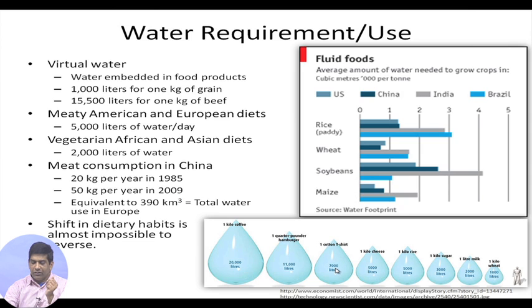A cotton T-shirt needs 7,000 liters. To make one cotton T-shirt, you spend 7,000 liters. One quarter-pound hamburger needs 11,000 liters. And 1 kg of coffee, 20,000 liters. So if you are a coffee drinker as opposed to a tea drinker, you have a bigger water footprint. You can actually calculate your water footprint for your daily requirement.